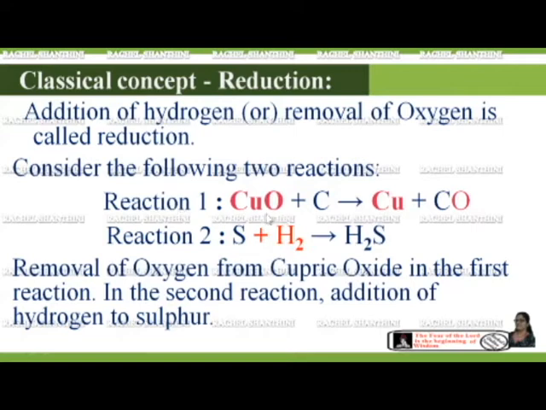In reaction 1, the reaction between cupric oxide and carbon, oxygen is removed from cupric oxide. Cupric oxide here is reduced to copper. Since oxygen is removed, we call this reaction a reduction reaction. In the second reaction, between sulfur and hydrogen, hydrogen is added to sulfur to form hydrogen sulfide. Since addition of hydrogen takes place, this is also an example of a reduction reaction.